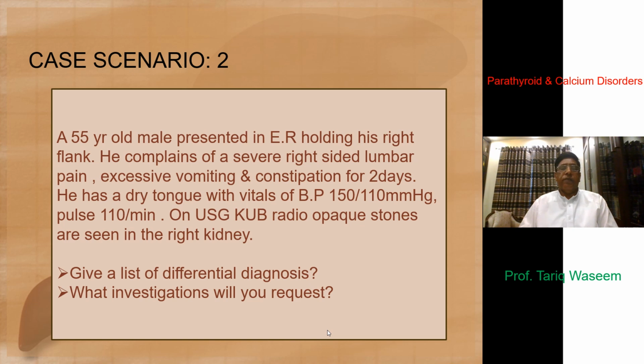Pulse is 110. On imaging of the abdomen for kidney, ureter, and bladder, there was a radiopaque stone seen in the right kidney. So, what would be your list of differential diagnosis for this gentleman? Why is he having constipation and excessive vomiting? Why is he having hypertension? Why is he having this flank pain? And what would be the investigations which you would be requesting in this gentleman?